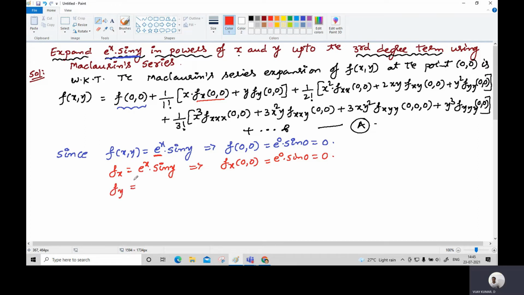Fy, partial derivative of f with respect to y. In this case you should take the derivative of sin y with respect to y only, which is e power x into cos y. Replace the point: fy at origin would be e power 0 into cos 0. Everybody knows that e power 0 is 1, cos 0 is 1. So 1 into 1, 1. Next, in order fy is completed.